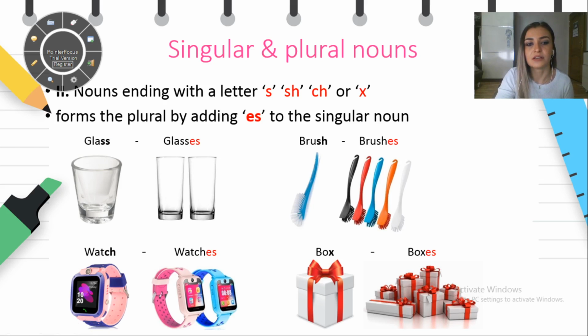Some nouns in English end with the letter S, SH, CH, or X. To form their plural, they should add the letters ES to the singular noun. For example, we have the word gloss becomes glosses, brush becomes brushes, watch becomes watches, box becomes boxes in plural. Okay.